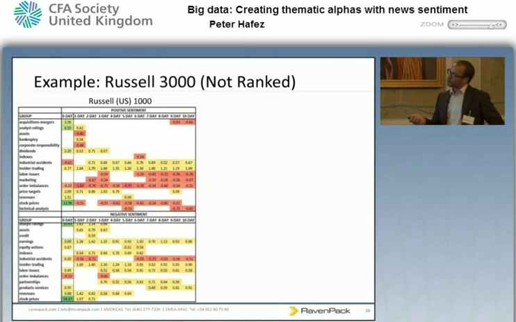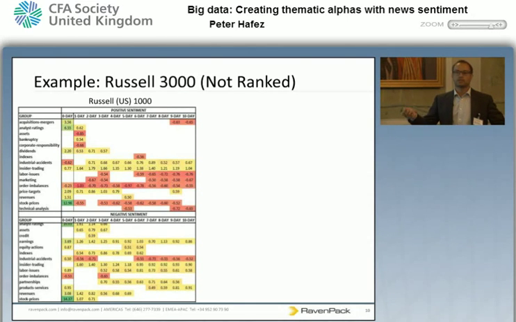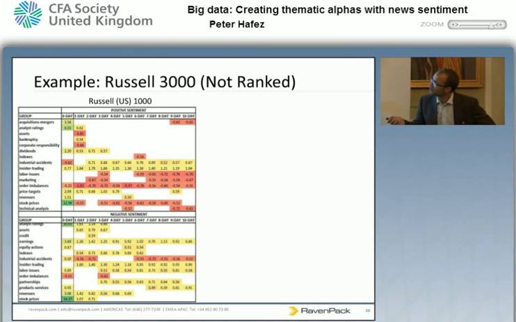In this particular case, I basically show the performance of these individual alphas, focusing on Russell 1000 companies for the non-ranked approach. So here you have the positive alphas, here you have the negative alphas, but I've only kept the ones where we have found statistical significance. And I've only shown the information ratios over the given investment horizon where I've also found statistical significance.